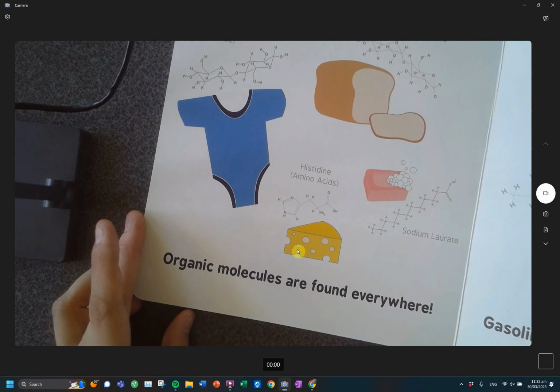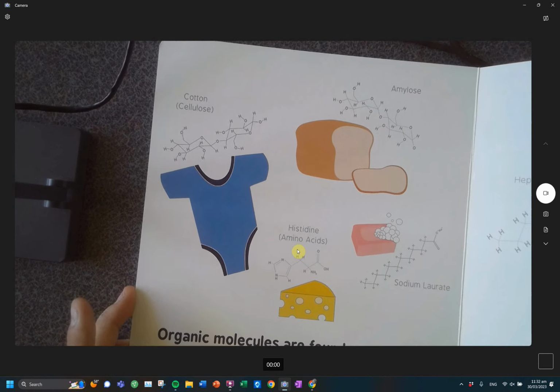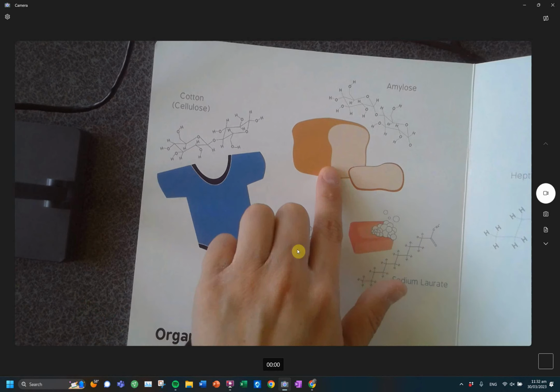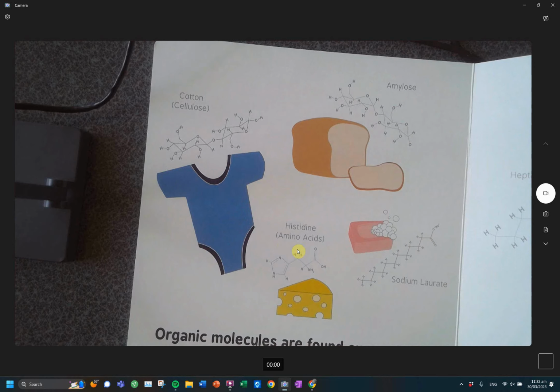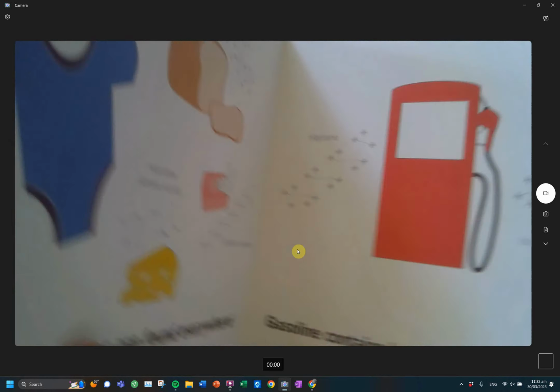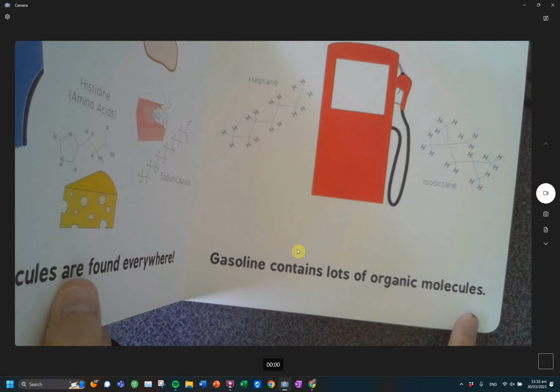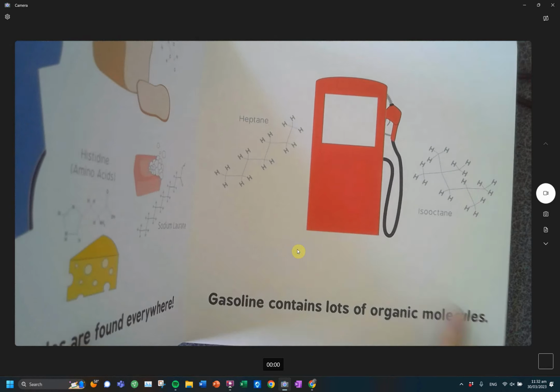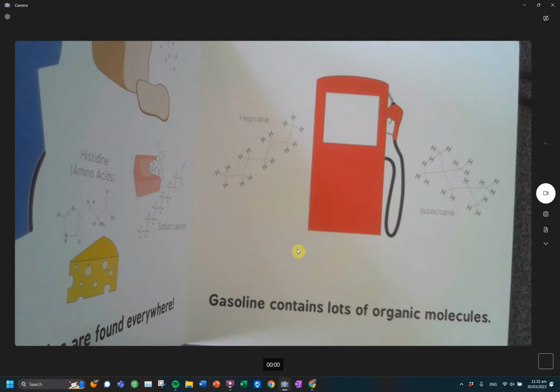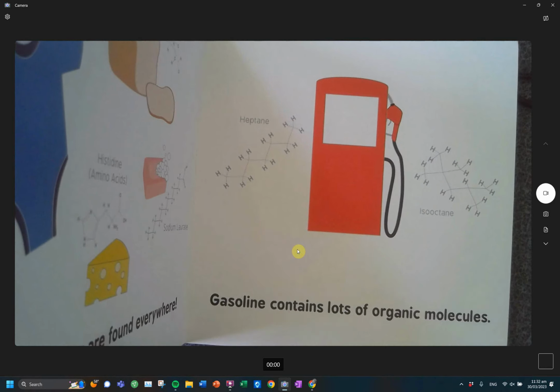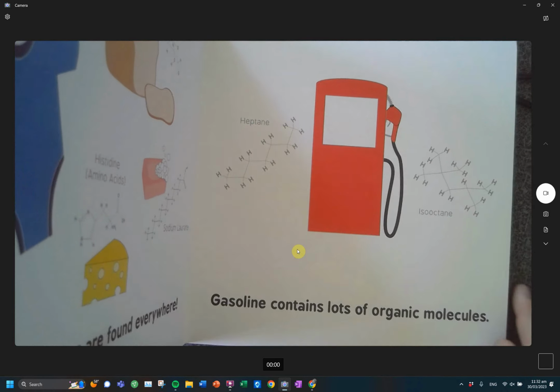Organic molecules are found everywhere. And there's some really good examples here. We have amylose, which I believe is a sugar. You have some soap. You have some amino acids, which you guys are learning about in biology. There's cotton, which is a polymer. Gasoline contains lots of organic molecules. So here's an example of some gasoline. And again, you can't see the carbons right now, but you can see that they're bridging off quite a bit. So really, really good building block.